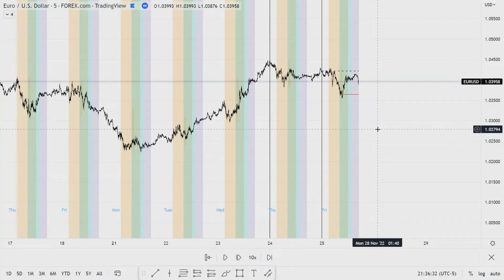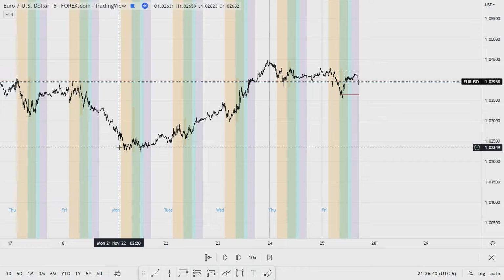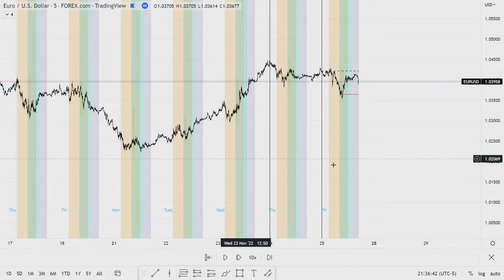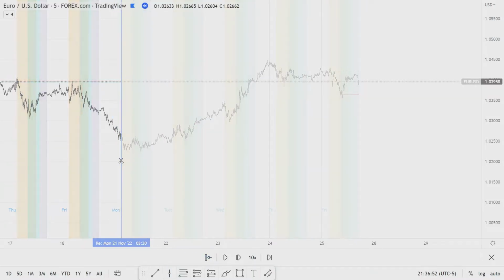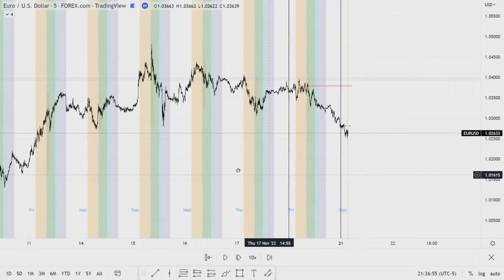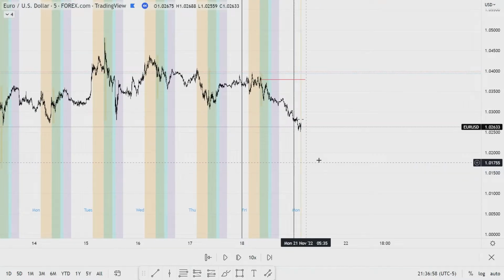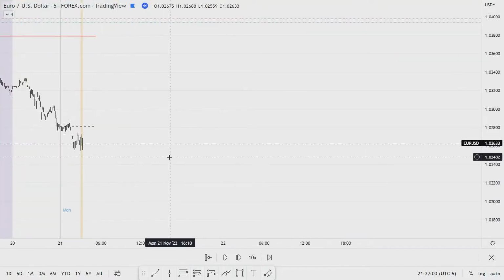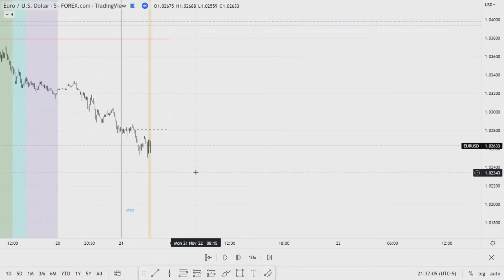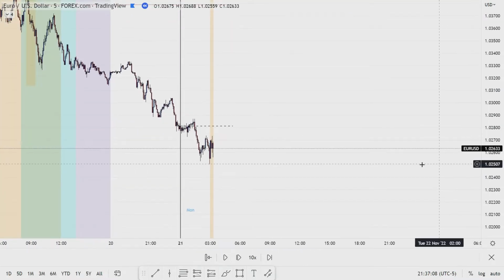All right, so we're going to be backtesting EUR USD from November 21st, which is Monday, all the way to November 25th, which is Friday. And we're going to be seeing how we could have traded this week using ICT concepts, or to my understanding of what ICT concepts are. I'm still learning everything there is to know, so I'm not fully a graduated student.